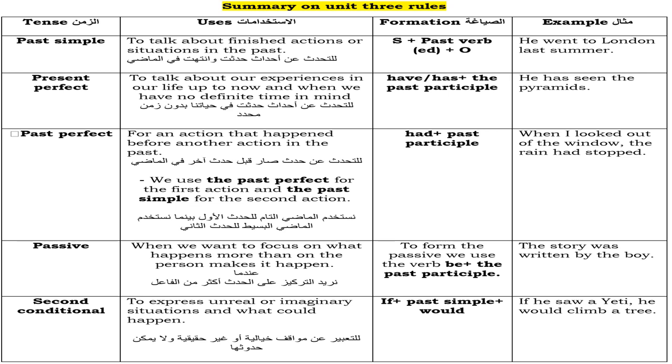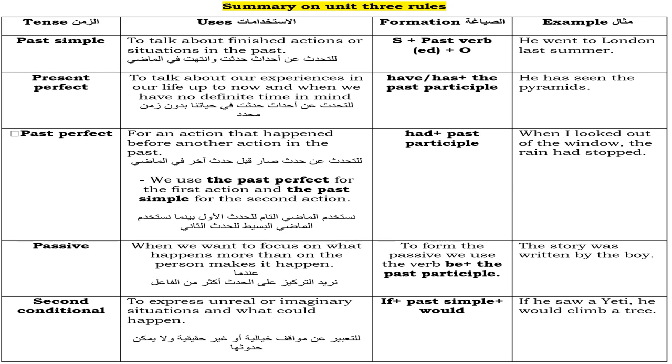Present perfect. Present perfect to talk about our experiences in our life up to now, and when we have no definite time in mind. If we have no specific time, we use the present perfect. We talk about experiences in life, that is the present perfect. The formation of present perfect: have or has plus past participle. Have with I, you, they, we, but has with singular subjects like he, she, it, and any singular noun like Ahmed, Ali, Mona, and so on. Example: he has seen the pyramids.